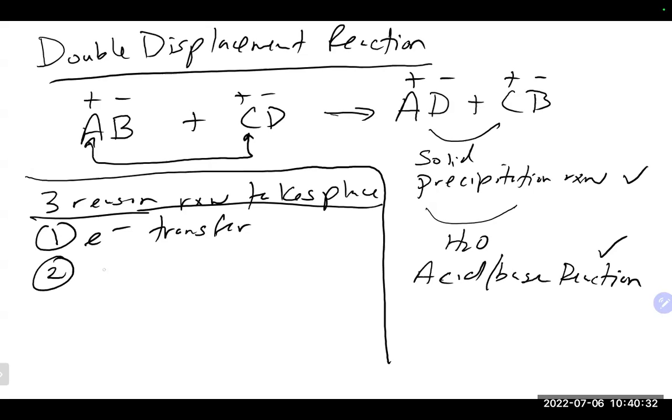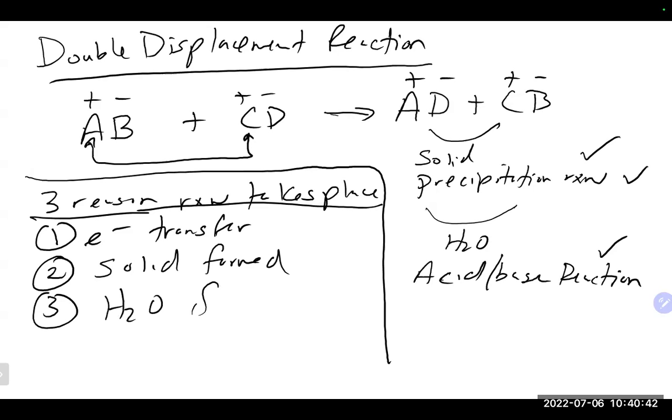Two is the formation of a solid, which is what we see here in a precipitation reaction. And three is the formation of water. Those are really the three reasons why reactions take place. Ultimately, all reactions could pretty much break down to one of these three situations happening: either electrons being transferred, water being formed, or solids being formed. And that's really the basis of why all reactions sort of take place.